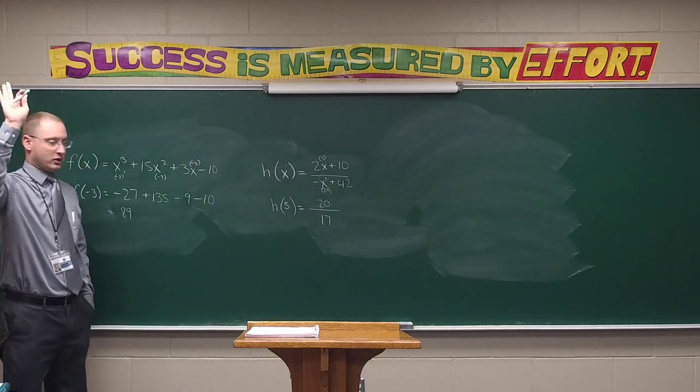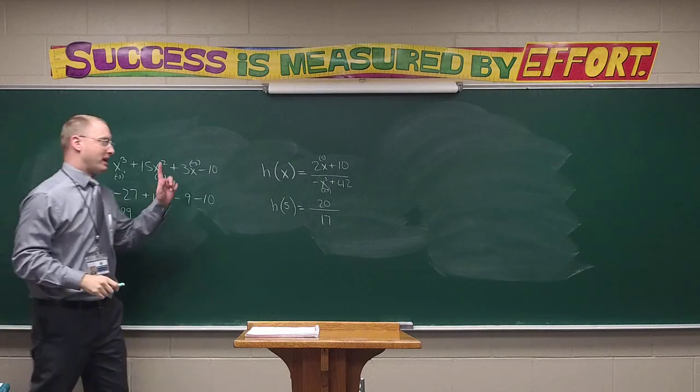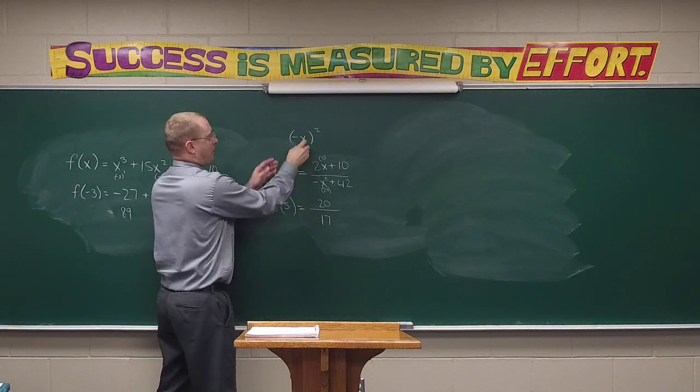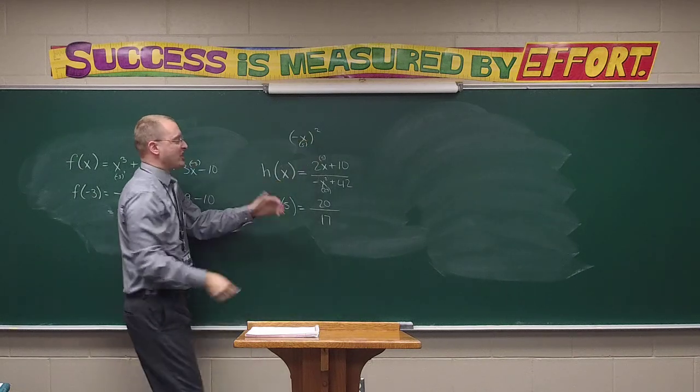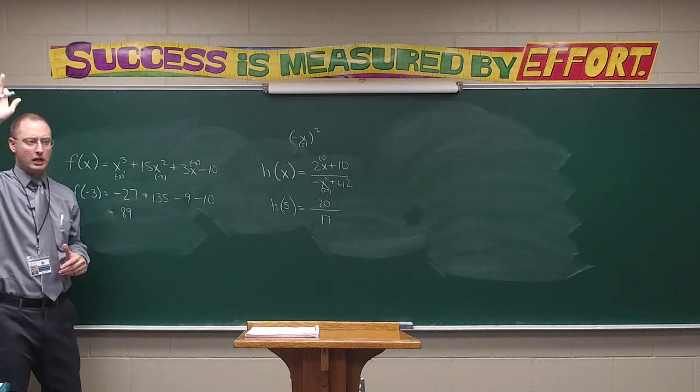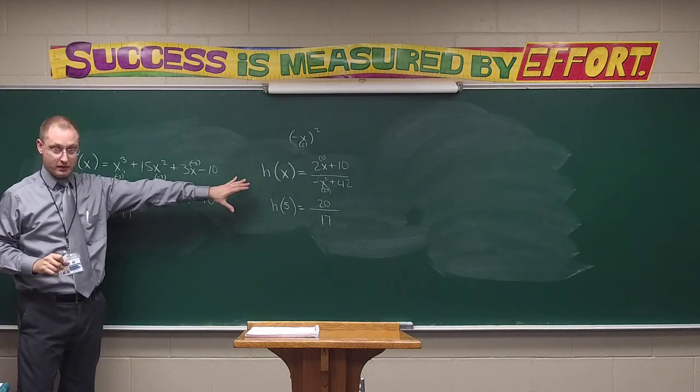How many have the same answer here, 20/17? How many did what Brandon did, and you forgot the negative wasn't being squared? It's not negative x squared, so I'm not going to make this a negative 5 squared. It's just negative x squared. You had the same thing. You had 20/67. Okay, if you did that, questions on this.